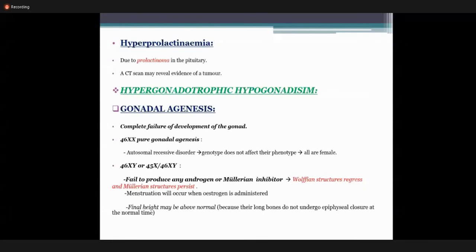Then comes hypergonadotropic hypogonadism, in which there's more production of gonadotropins. It is actually the lack or inhibition of the negative feedback. What happens is gonadal agenesis. Either the gonads are not properly functioning, for example in Turner syndrome, or there is an abnormal chromosomal pattern, like 46XX with pure gonadal agenesis, or a mosaicism, or Turner's mosaicism. When there's gonadal agenesis, the pituitary doesn't recognize that the ovaries are not functioning. So in order to trigger the ovaries and cause ovarian follicle function, more and more gonadotropins are produced, and so there will be increased levels of FSH and LH.